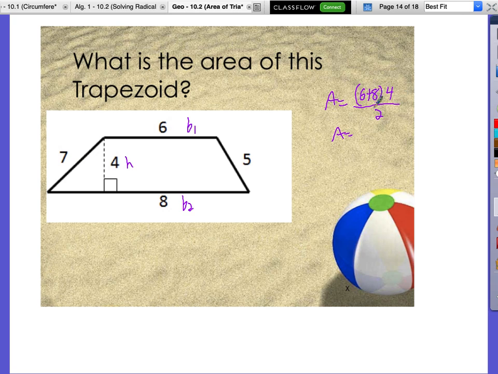Order of operations tells us to do what first? Add in parentheses. 6 plus 8 is? 14 times 4 over 2. Then you get what? 56 over 2, which ends up being 28 square units. You can just put square units.